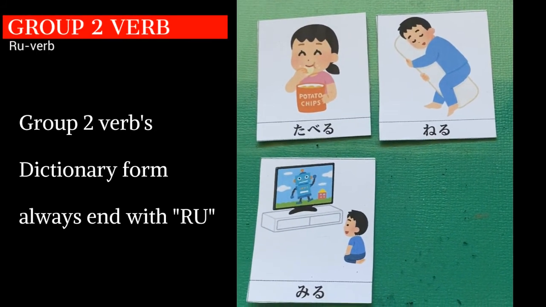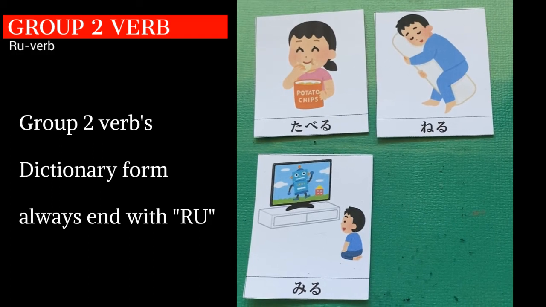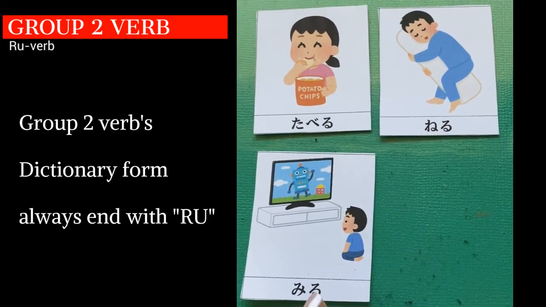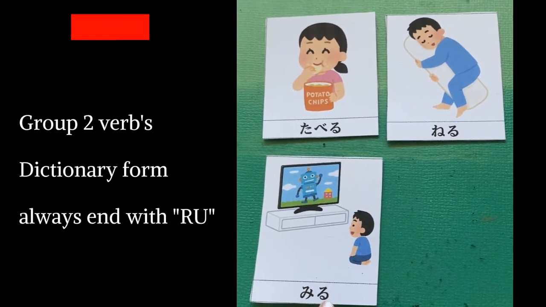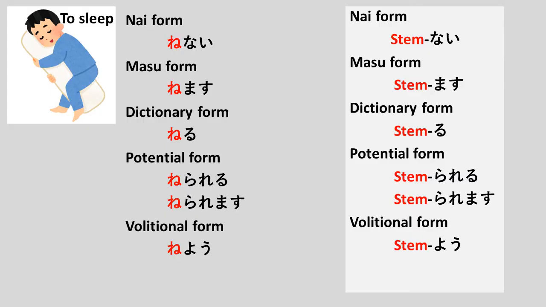These are the examples of group 2 verb, or we can say ru verb, because those verbs end with ru in base form or dictionary form. For example, to sleep, from the top: NAI form 寝ない. Masu form 寝ます. Dictionary form 寝る. Potential form 寝られる、寝られます.